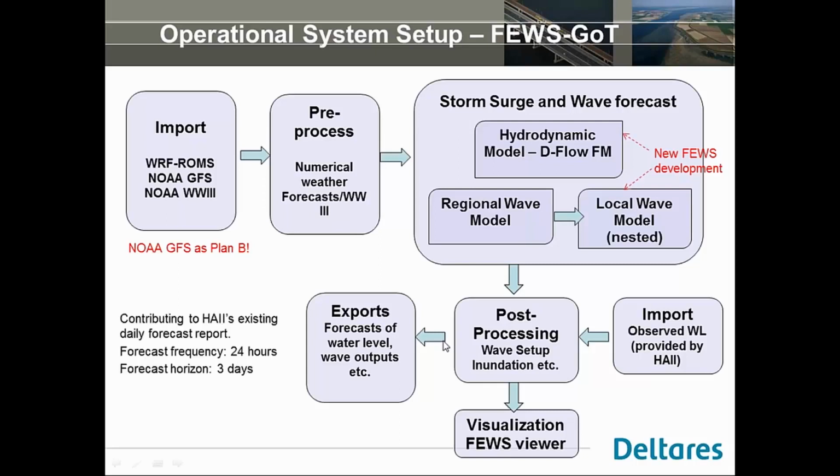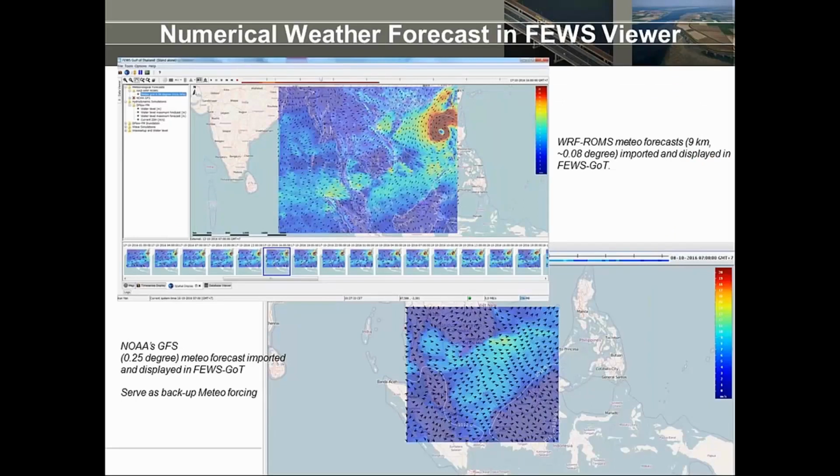So we believe this forecast system actually contributes to HAII's existing daily forecast report. Our forecasts are run every single day, so every 24 hours, and the forecast horizon, which is also the lead time, is 3 days. So here on the top, you can see the Wolf Rooms meteorological forecast data provided by HAII on a daily basis that has been imported into the Delft-FEWS viewer, and this dataset has 9 kilometers resolution.